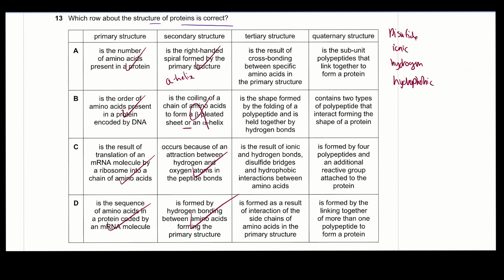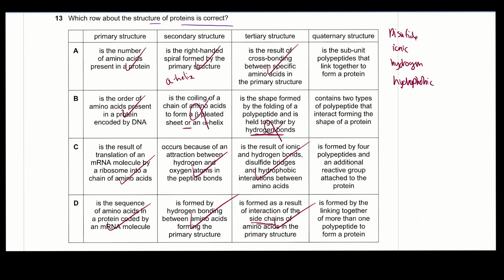Let's see the suggestions. A is the result of cross-bonding between specific amino acids in the primary structure. This is correct, it's between amino acids. B is the shape formed by the folding of a polypeptide and is held together by hydrogen bonds. Hydrogen bonds only is incorrect. As we said, there are 4 different bonds in the tertiary structure. C is the result of ionic and hydrogen bonds, disulfide, hydrophobic interactions between amino acids. This is correct. D is formed as a result of interaction of the side chains, aka R groups, of amino acids in the primary structure. This is correct.